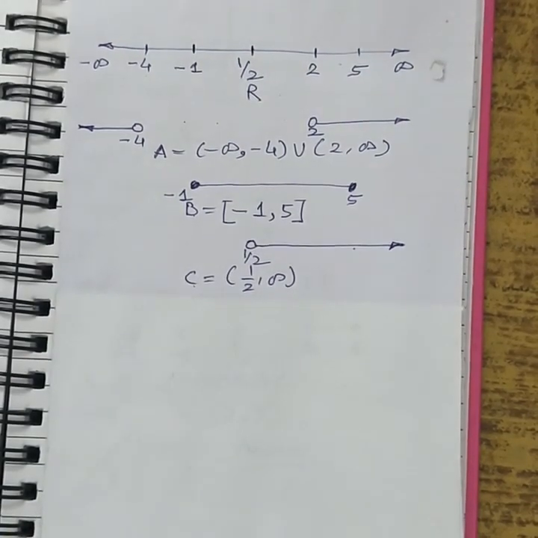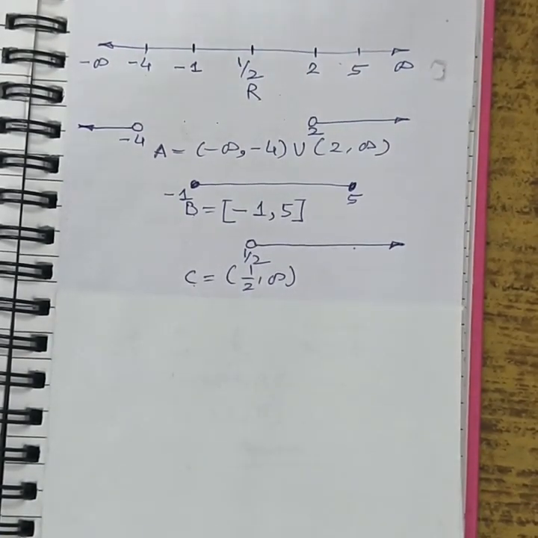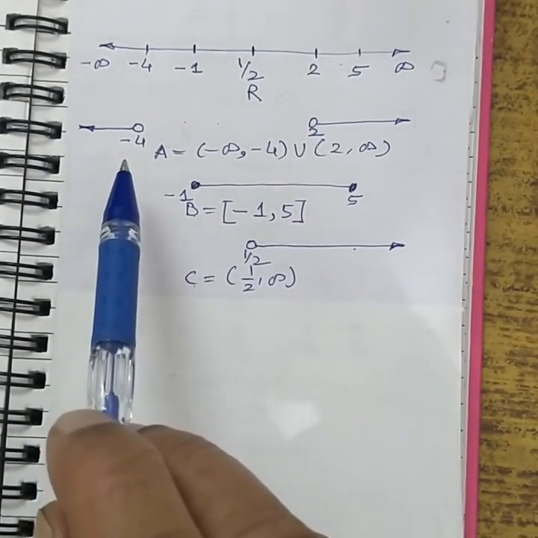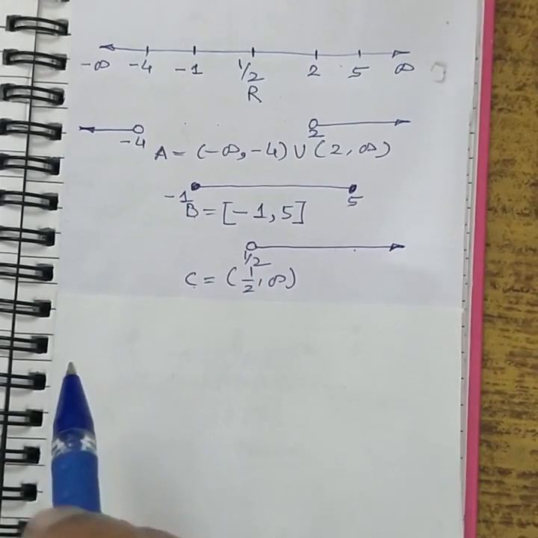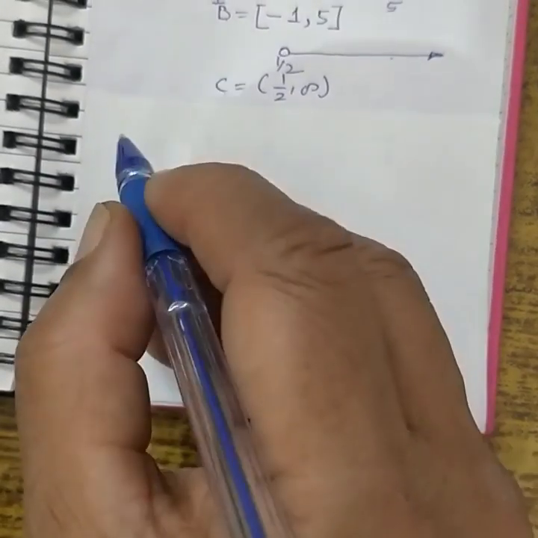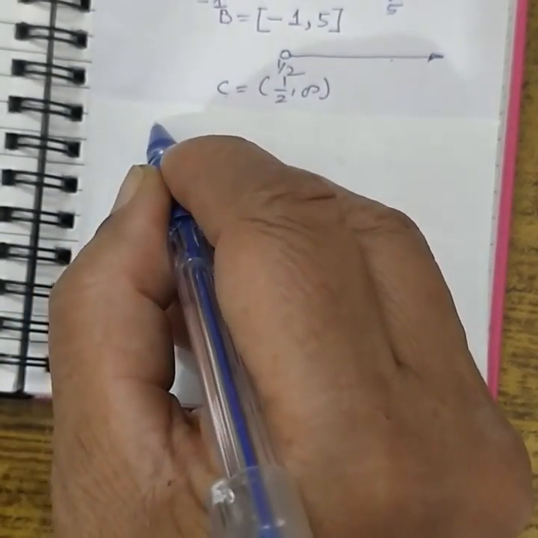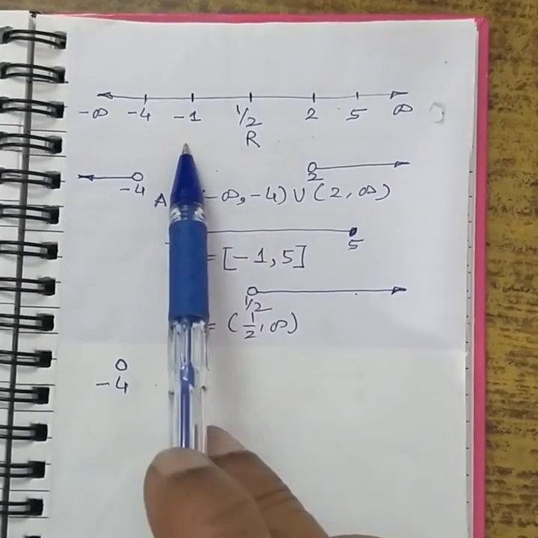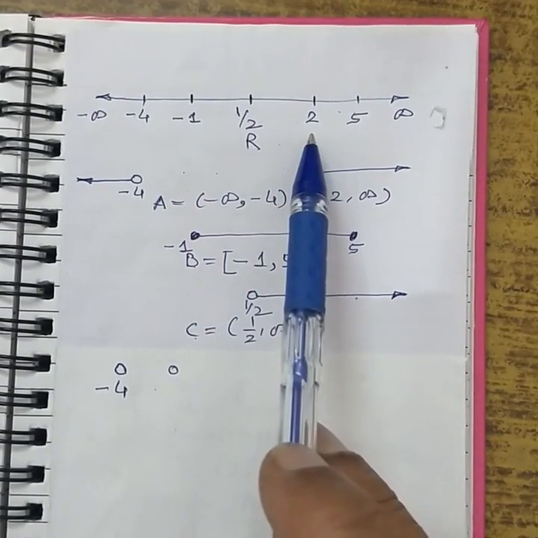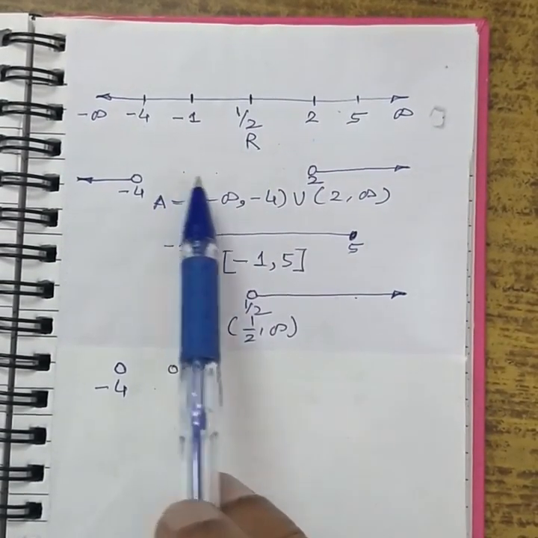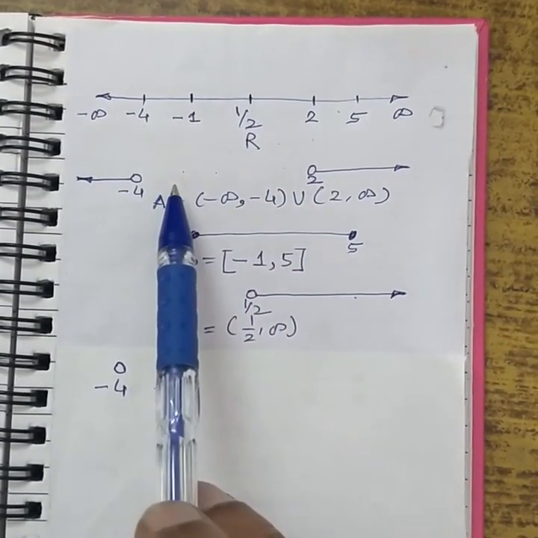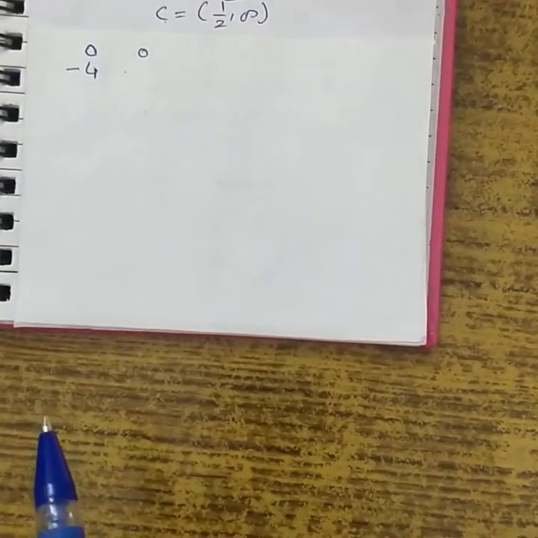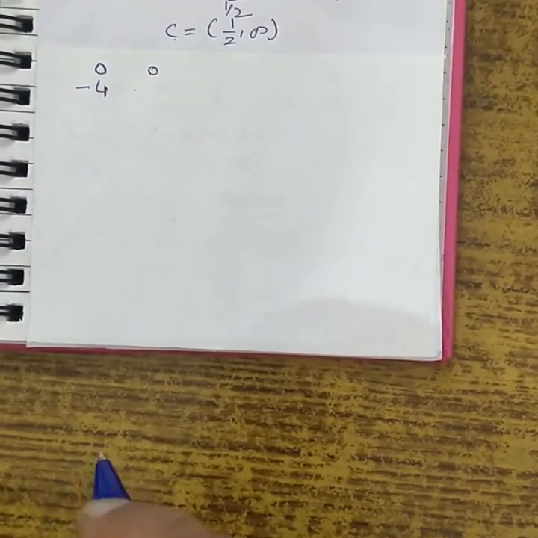First of all, we will consider the status of the critical points. Minus 4 is not an element of A, hence it is not an element of the intersection either. Hence, a donut is shown for the point minus 4. Minus 1, 1 by 2 and 2 are not elements of A. Hence, they cannot be elements of the intersection. Hence, donuts are shown for these points.